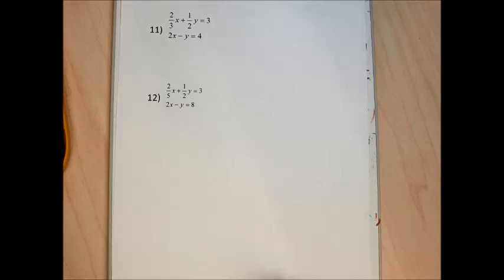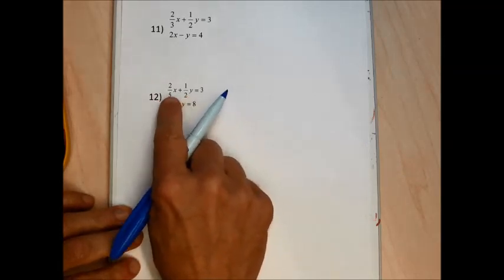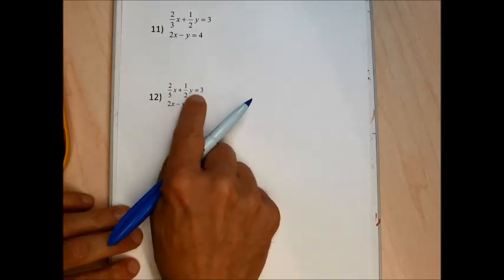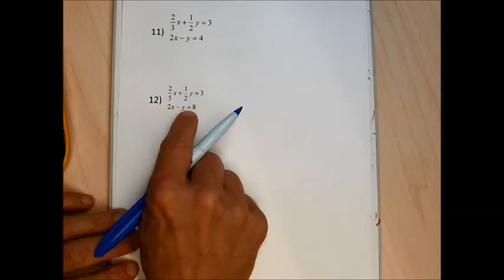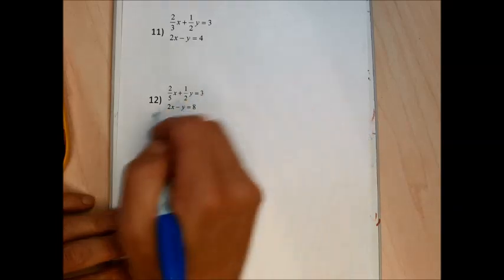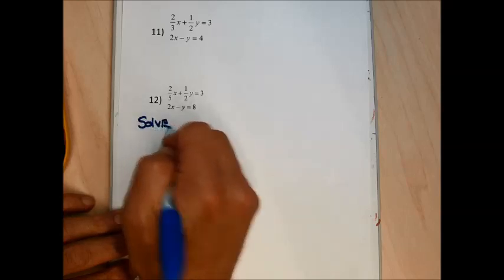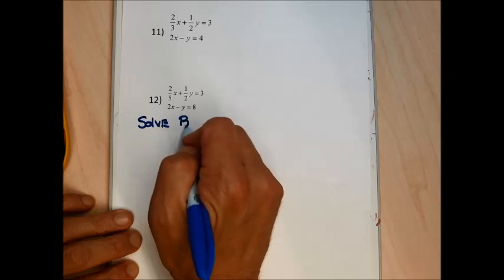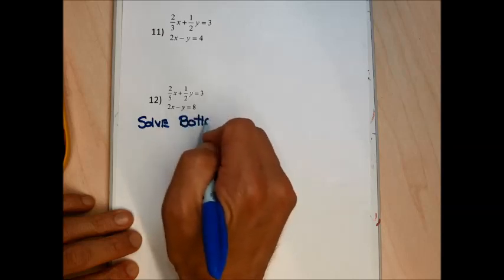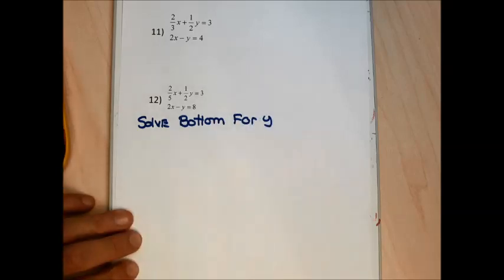So step 1 in number 12 is to pick an equation and solve it for a letter. I'm definitely not going to pick the top equation to do any algebra with, because that's a disaster. So I'm going to take the bottom equation. I can solve it for x or I can solve it for y. I'm going to solve the bottom for y, specifically because the y doesn't have a number in front of it. So my first step is always to pick an equation and solve it for a letter.